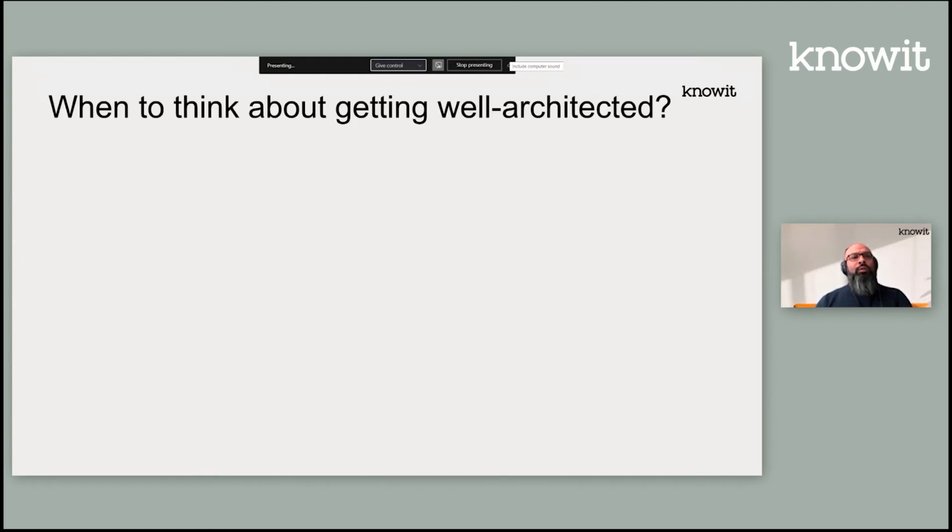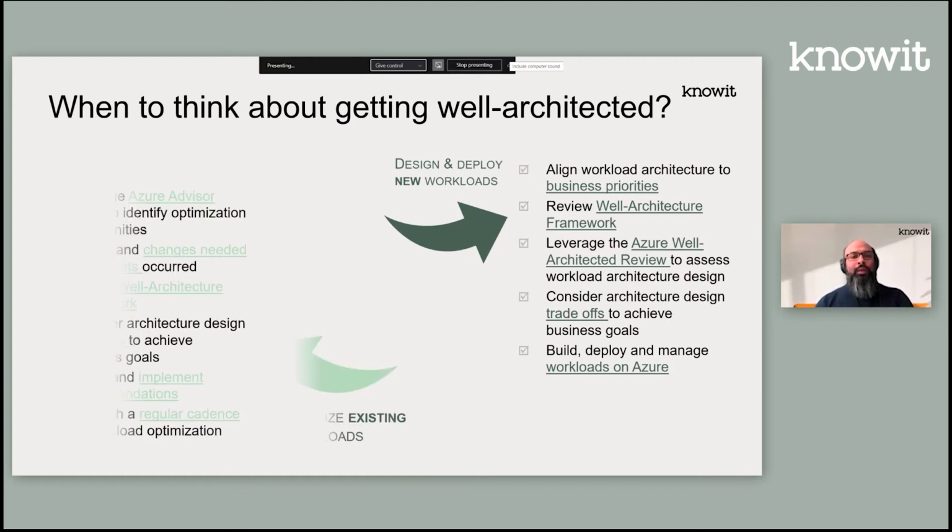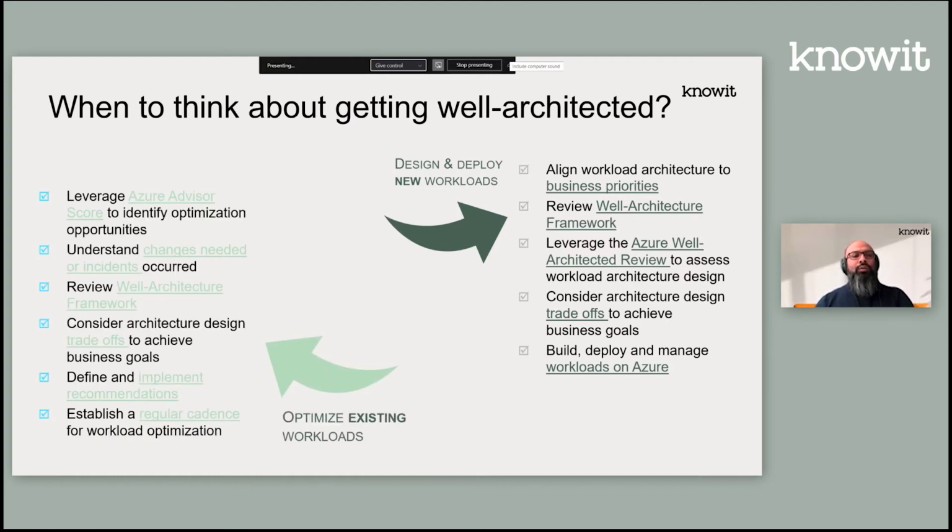So when do you think about getting well architected? As I mentioned, is it when you are designing or deploying new workloads? You can use the framework, which will give you the Well Architected framework and the documentation and the architecture available. Or you can use it to optimize an existing workload.